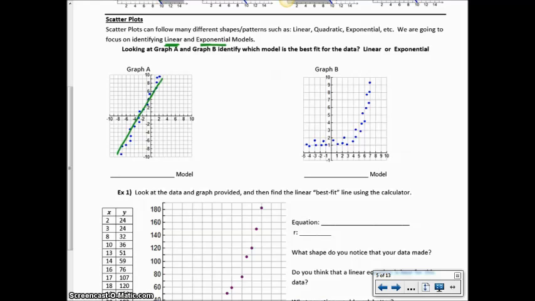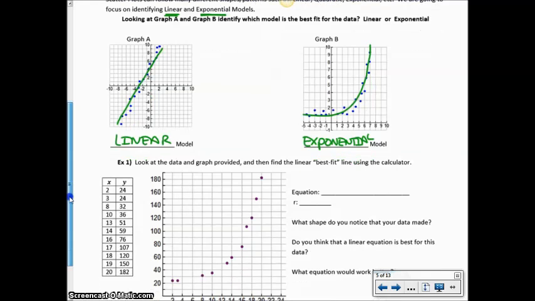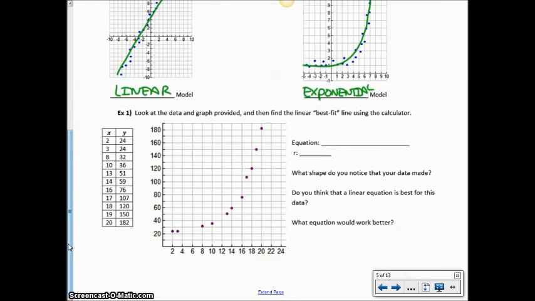Well, this looks like I can probably just draw a straight line through it. So that's linear. And then we go over to graph B and you can see that it definitely has that curve in there that exponential models have. So exponential. Exponential model would be better for that one. So that's basically all you're going to be looking at today.